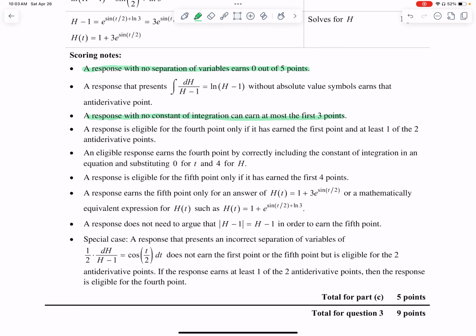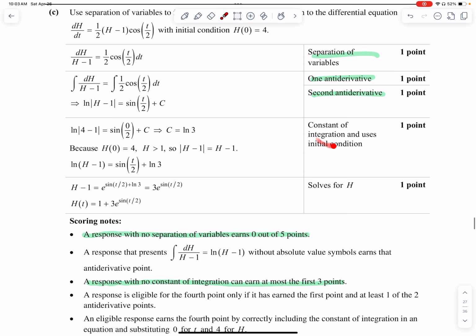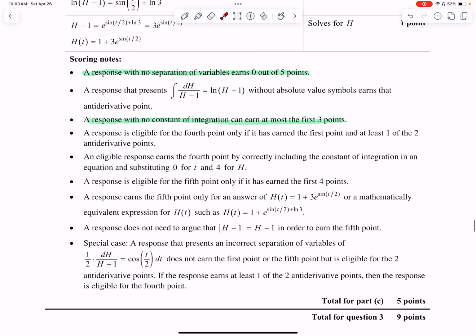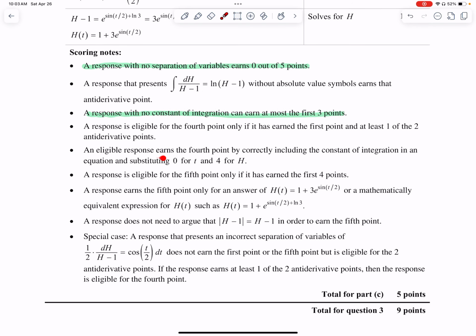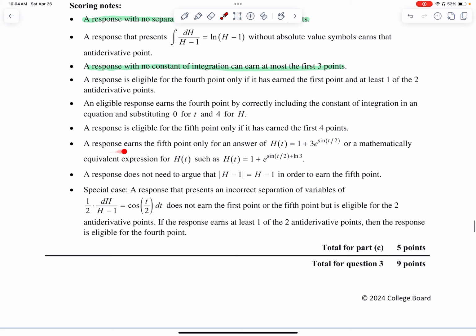A response is eligible for the 4th point only if it has earned the first point and at least one of the 2 antiderivative points. In other words, you can only get this constant of integration if you've separated your variables and had at least one antiderivative correct. An eligible response earns the 4th point only by correctly including the constant of integration in an equation and substituting 0 for t and 4 for h. So you have to use your initial condition and have a C present. A response earns the 5th point only for an answer h of t equal to blah blah blah, or a mathematically equivalent expression for h of t, such as this.